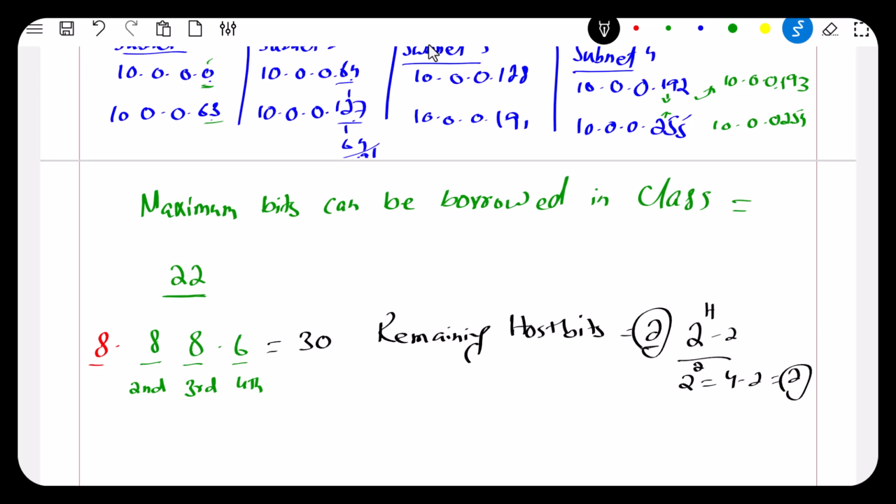Okay, if we will borrow 23 bits, suppose it is not possible, then what will happen? How many host bits will be remaining? 1. 2 power h, put it in the formula. 2 power 1 is equal to 2 minus 2 is equal to 0. It means it will not give us any host address. That's why we are not able to borrow more than 22 bits.